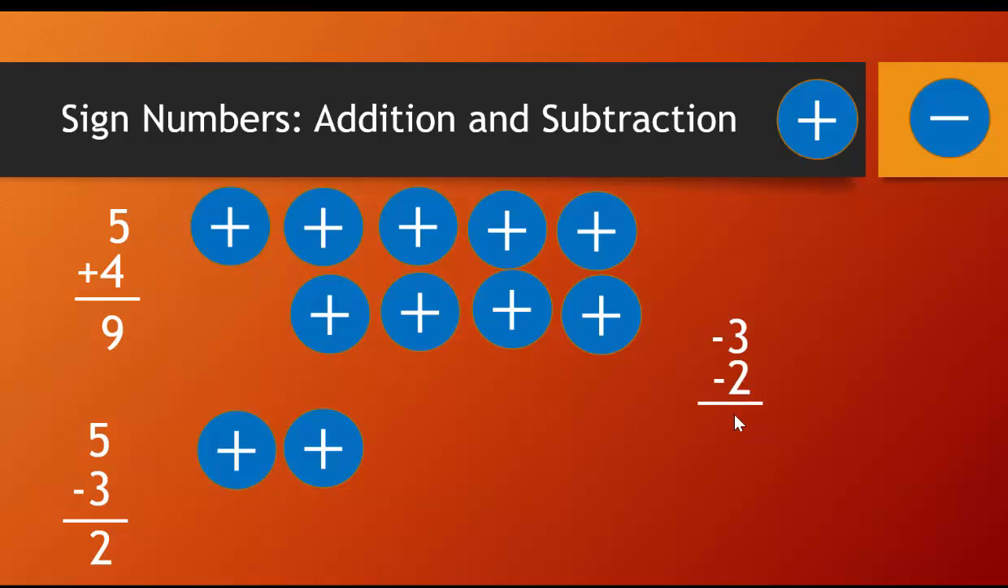Next, we are taking what happens when I take negative 3, negative 2. I add them together. So then I have 3 negative symbols and then 2 negatives. So altogether we can see 5 negative symbols. So my answer is negative 5.